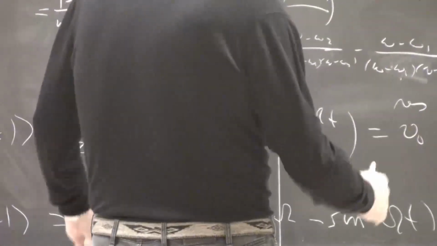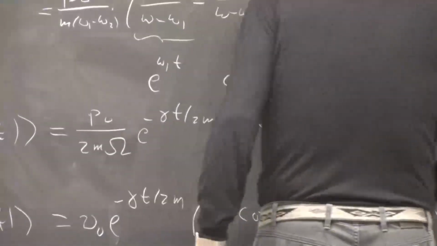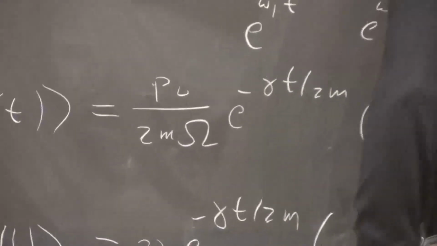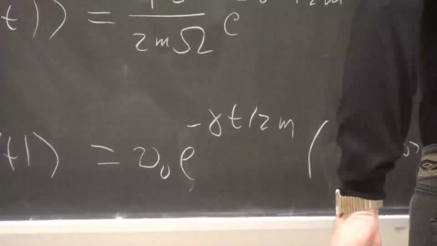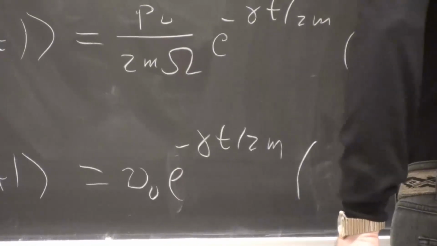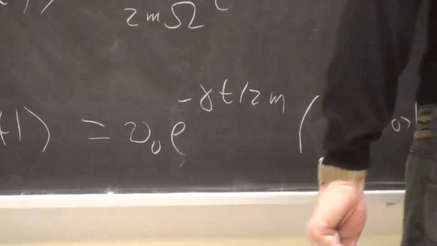Yes, and the omega disappears. And here we're getting a minus gamma over 2m omega times sinh. Okay, good.